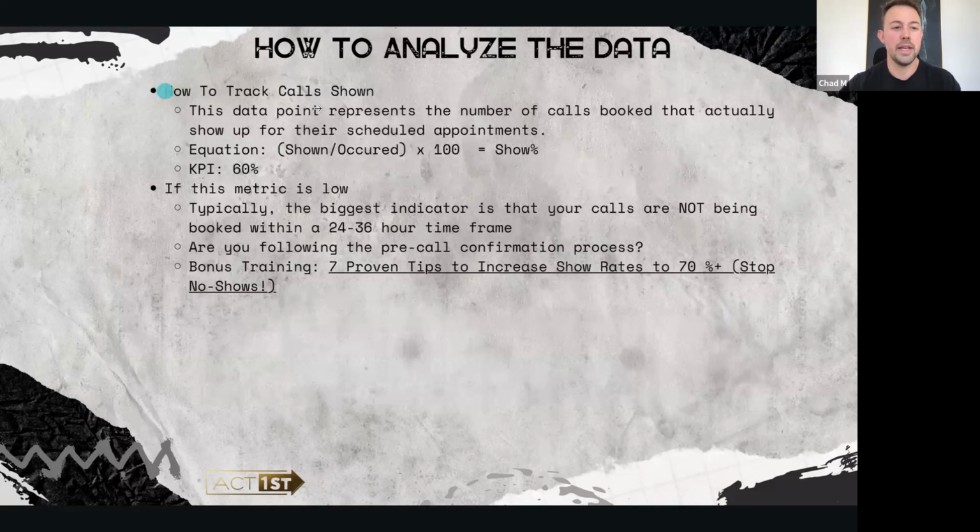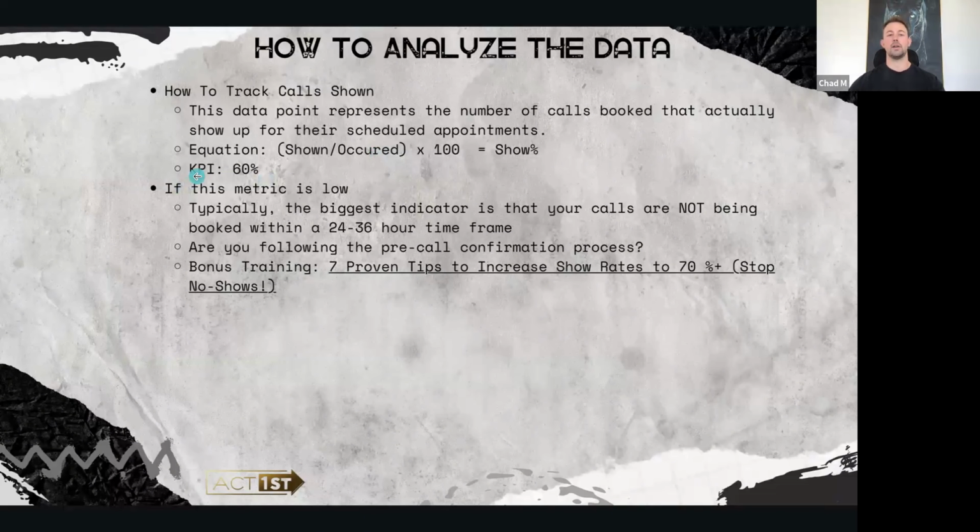All right, the next one here is show rate. So how exactly do we track the show rate? Let's break that down. So this data point represents the number of calls booked that actually show up for their scheduled appointment, okay? So the equation here is we take the calls that actually did show and we divide that by how many calls were on the calendar for that day and we multiply it by 100, okay? So let's say we had 10 calls on the calendar that day. All right, and let's say 7 showed. So we take 7, divide it by 10, multiply it by 100, and that's going to equal our show rate. So in that example, it'd be 70%, right?